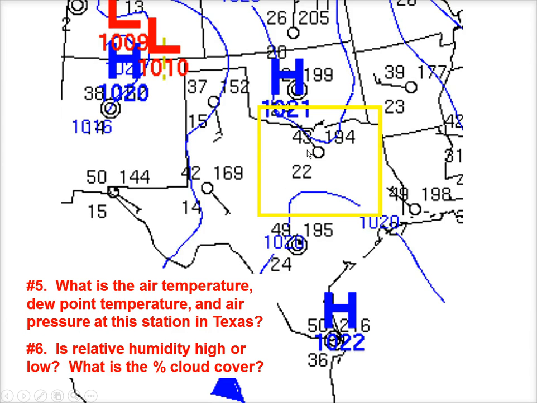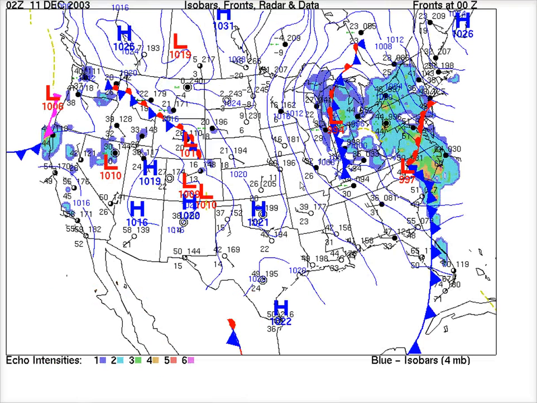And you can see here that the air temperature is 43 degrees Fahrenheit. The dew point is 22 degrees Fahrenheit, and our air pressure is 1019.4 millibars. And we have no cloud cover here. We have clear skies, which is what we'd expect in a high pressure area, and that's because the air temperature at 43 degrees Fahrenheit is much higher than the dew point at 22 degrees Fahrenheit. So these numbers are far apart, meaning low relative humidity and clear skies.